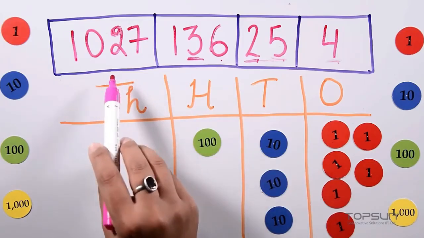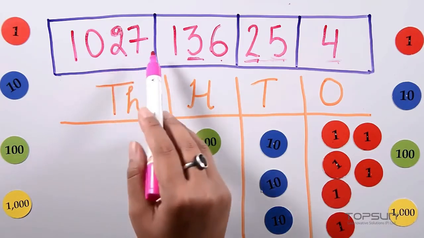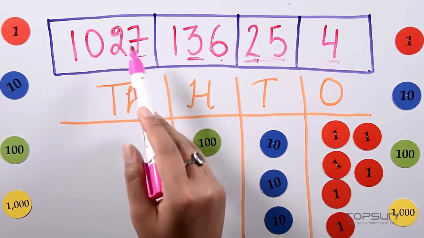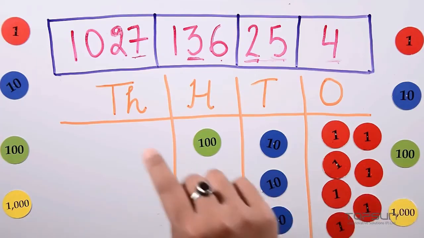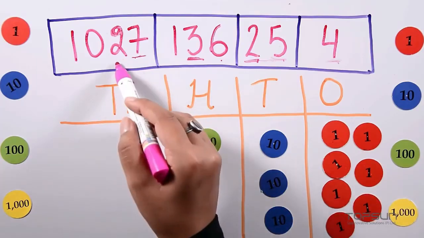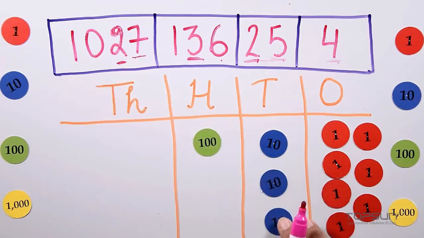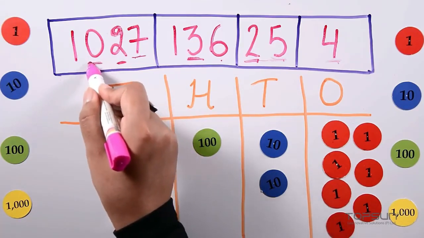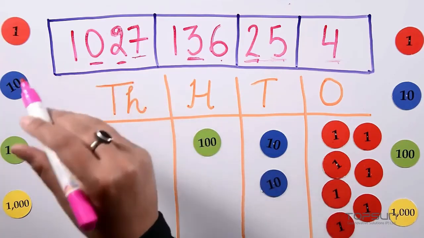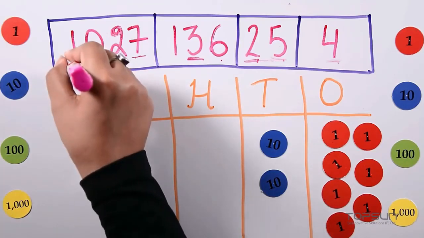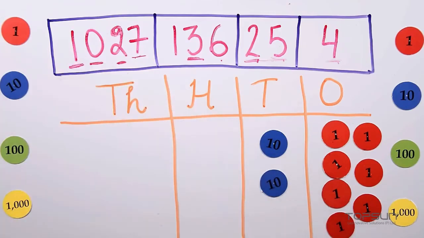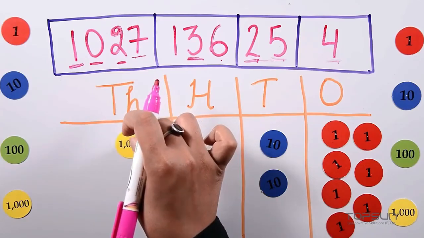Now our last number is a 4 digit number. Here we have 7 in the ones place, so we'll add another one disk here. But we have 2 in the tens place, so we'll remove 1 ten disk from here. And we have 0 in the hundreds place. This means we have nothing to display here. And lastly we have 1 in the thousands place, so we'll add a 1000 disk here.